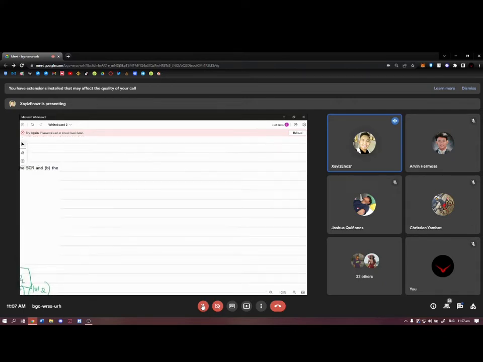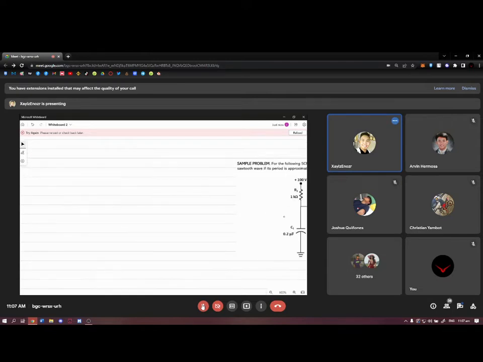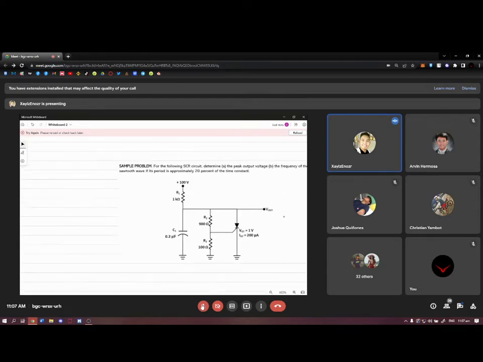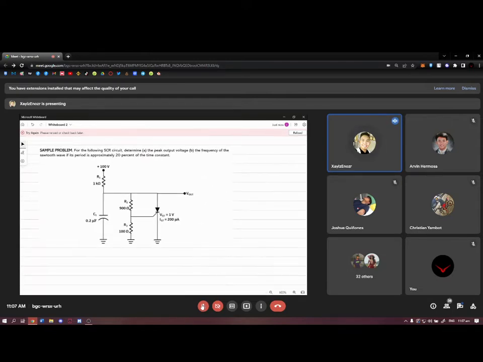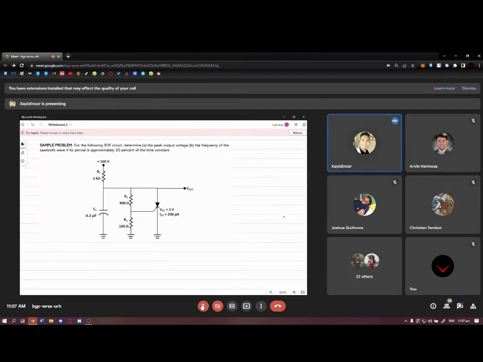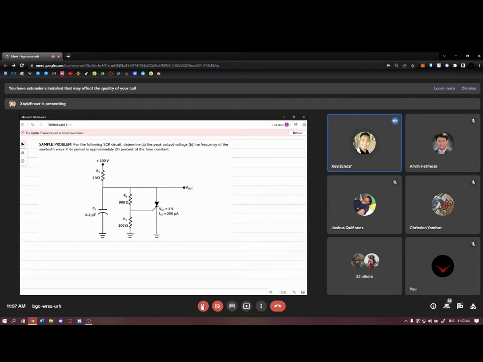Pag sumasobra ang voltage or current, sila yung kumakain. So next tayo. Ito. For the following SCR circuit, determine the peak output voltage. The frequency of the sawtooth wave at this period is approximately 20% of the time constant.